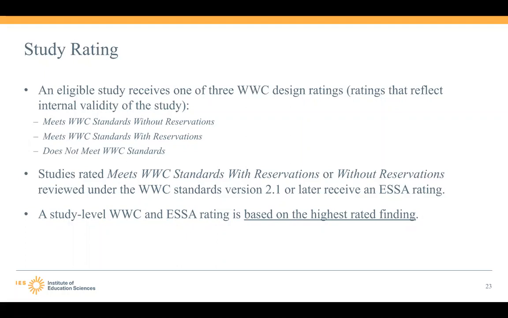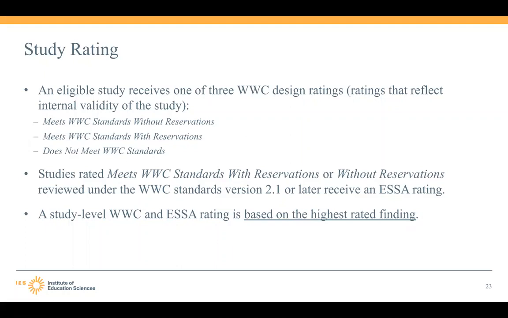So the WWC did not assign ESSA ratings to studies rated does not meet standards because ESSA ratings on the WWC website are based on the information available in the study review, not the study itself, but a study review. Remember from the previous slide, the review of studies rated does not meet standards ends once this rating is assigned. So the information needed for an ESSA rating, such as significance of findings, is not captured in the review of studies that do not meet standards. These studies, however, could have significant findings, and they could also satisfy other ESSA criteria. The same goes for studies not eligible for a WWC review.